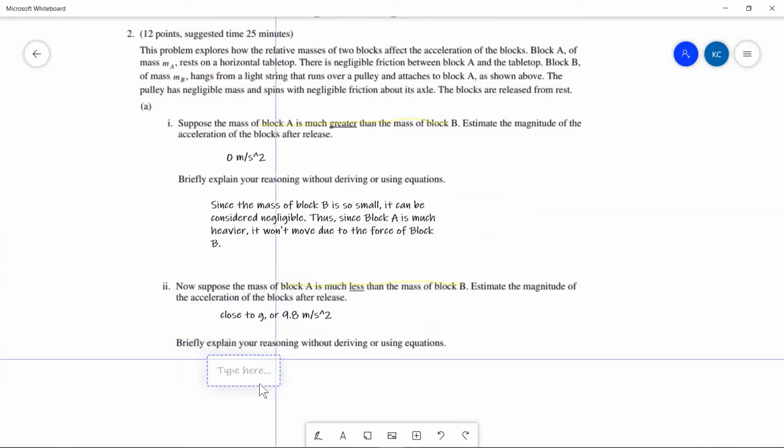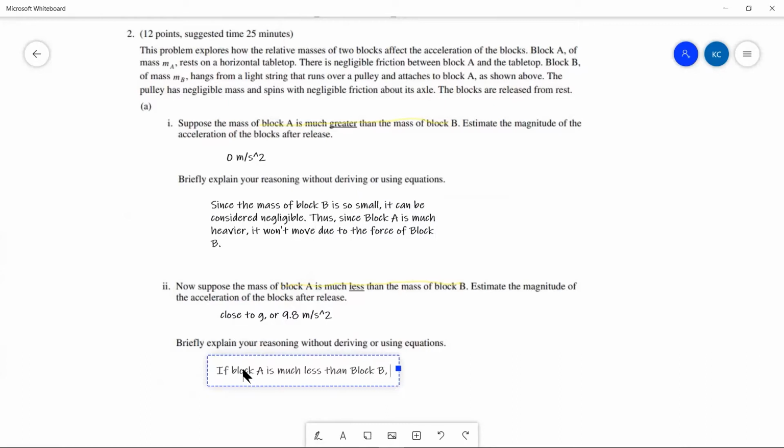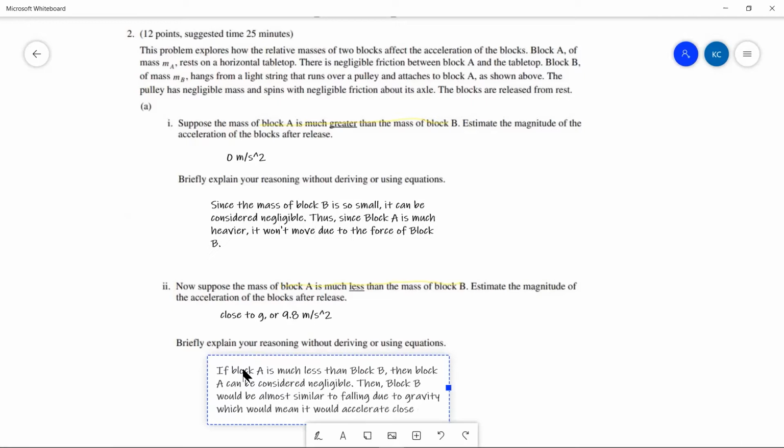Now to explain it, we can say if block A is much less than block B, then block A can be considered negligible. Then block B would be almost similar to falling due to gravity, which would mean it would accelerate close to 9.8 meters per second squared.